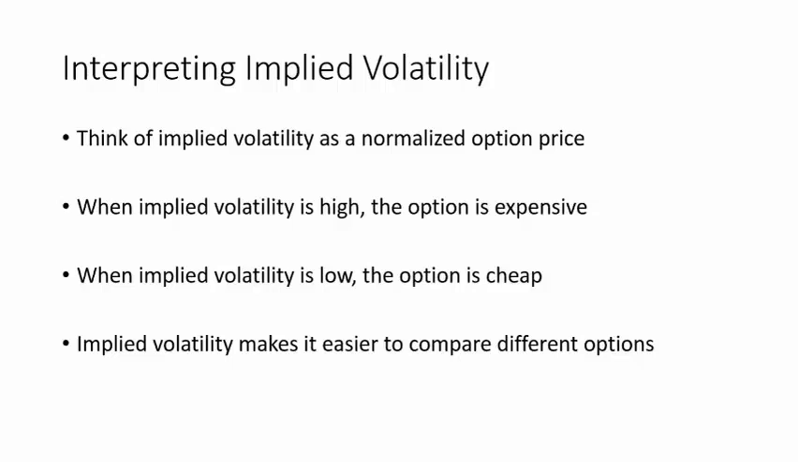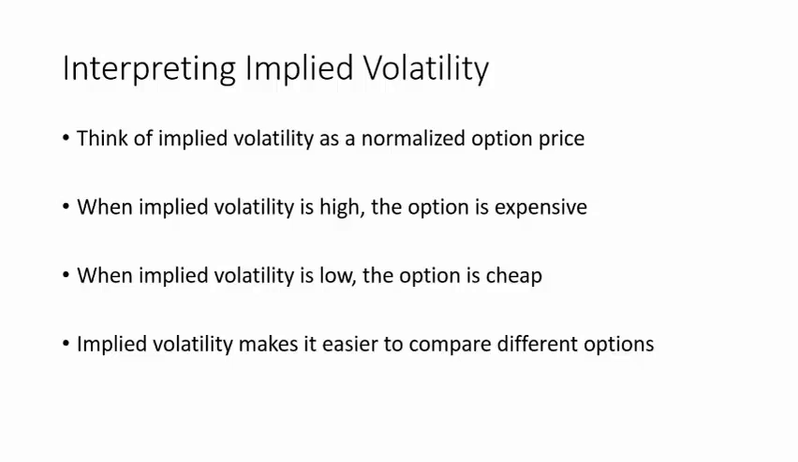Well, obviously the one that's 15 rupees has a higher number. It's 15 versus 10. But does that mean it's actually a more expensive option? Well, we don't really know. What if the 10 rupee option actually had an implied volatility of 20%, but the other one had an implied volatility of 10%? Now that's actually more meaningful, right?